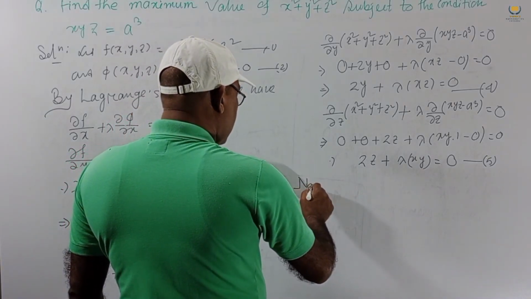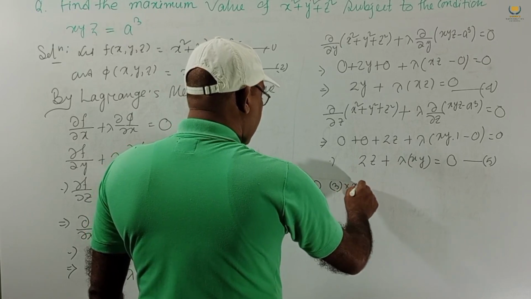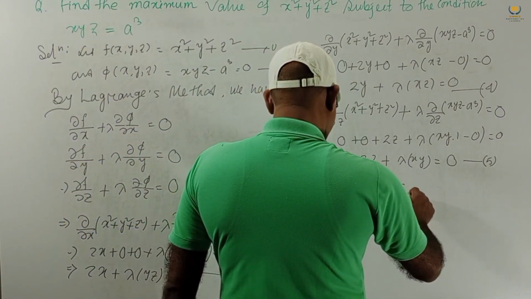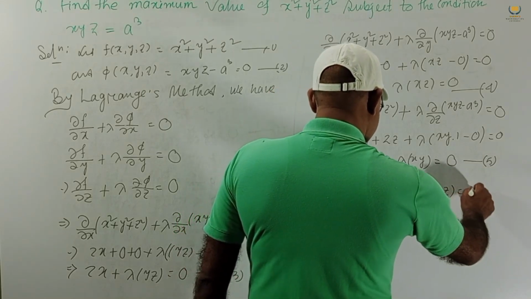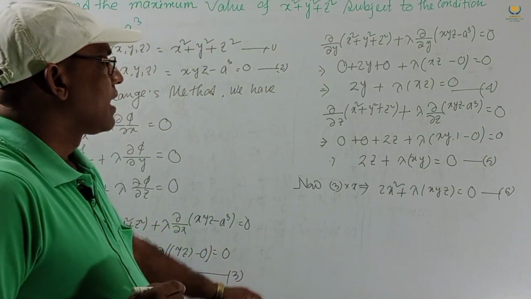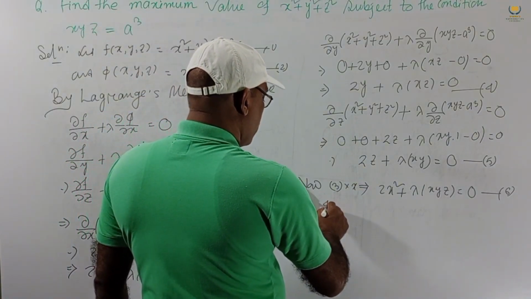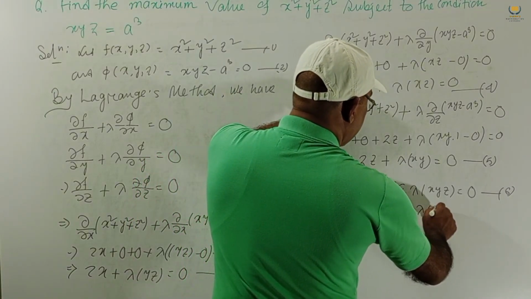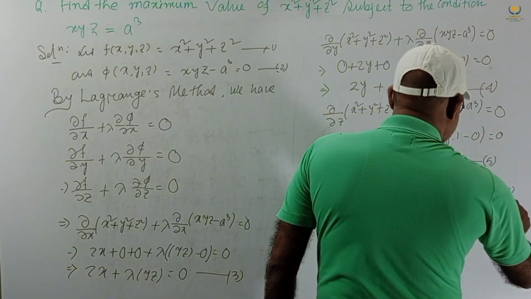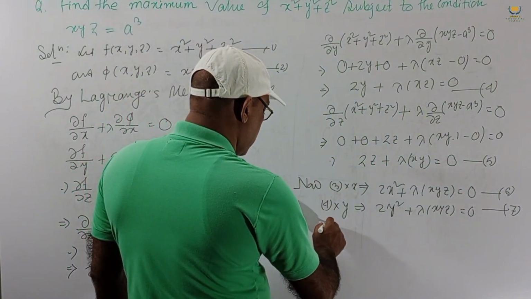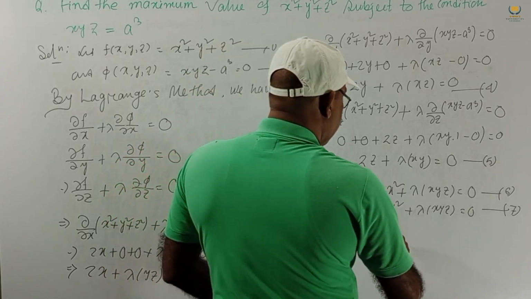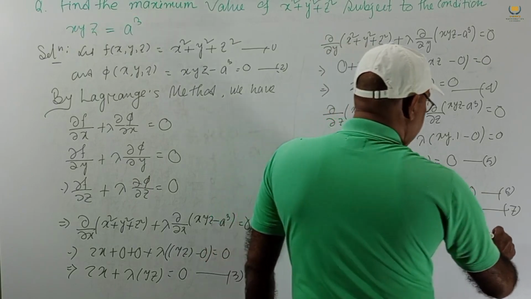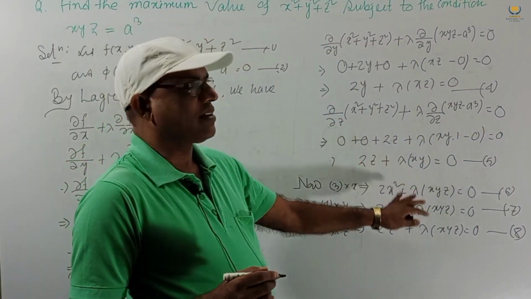Now we multiply equation number 3 by x, then we get 2x square plus lambda xyz equal to 0. This is number 6. And equation number 4 we multiply by y. This implies 2y square plus lambda xyz equal to 0. This is number 7. And equation number 5 we multiply by z. This implies 2z square plus lambda xyz equal to 0. This is number 8. We get another 3 equations.